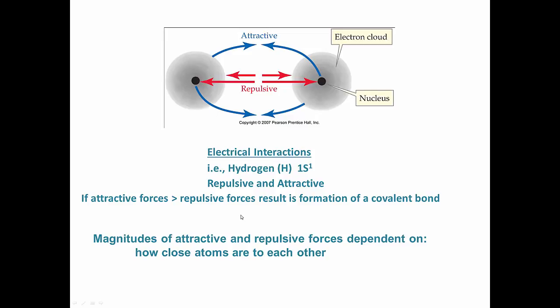So, do covalent bonds always form? No, they don't. Basically, your attractive forces have to be greater than the repulsive forces in order for a covalent bond to form. So the magnitudes of attractive and repulsive forces are going to depend on how close the atoms are to each other.